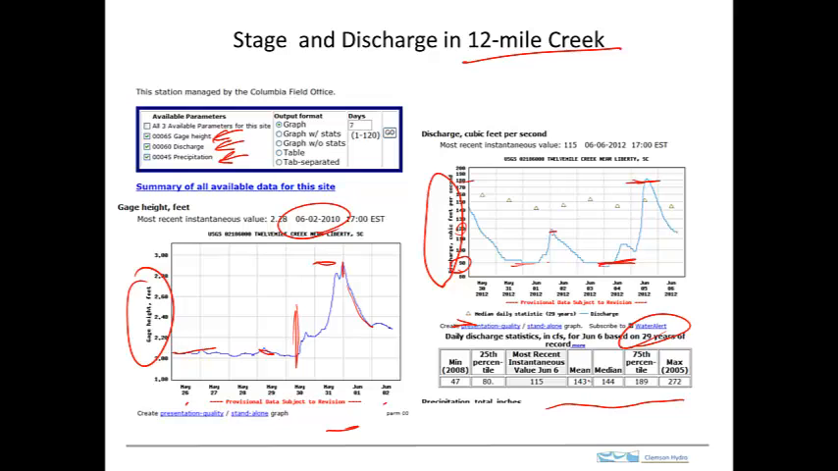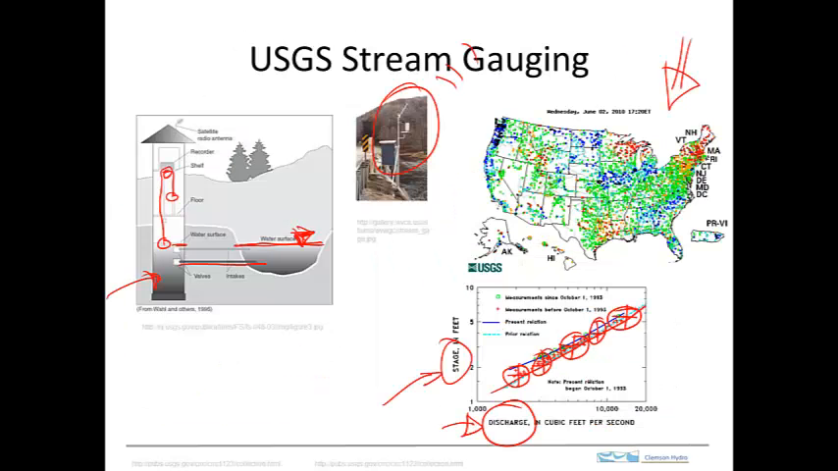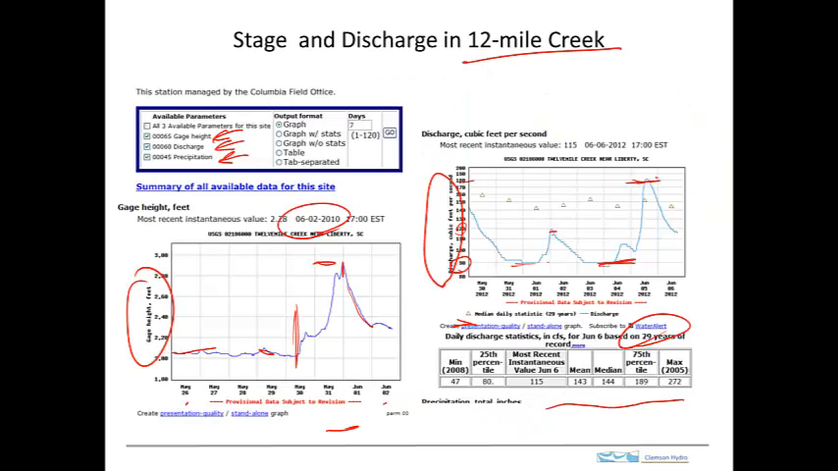So you can find this site pretty easily. If you just Google USGS stream gauging, you'll get a site that has a map like this. And then if you click on South Carolina, and we're right up here in the western part of South Carolina, you can just locate the stream that you want. The gauging station that is located there is a dot, and it'll take you right to it. So I would try that. Try finding the 12 Mile Creek gauging station, and also the 18 Mile Creek gauging station.